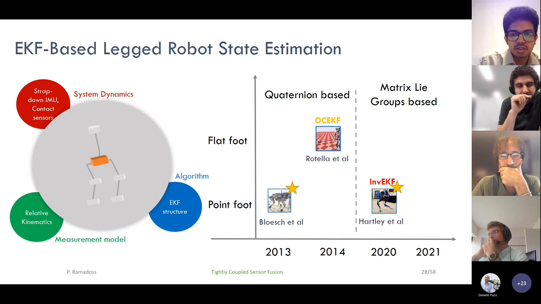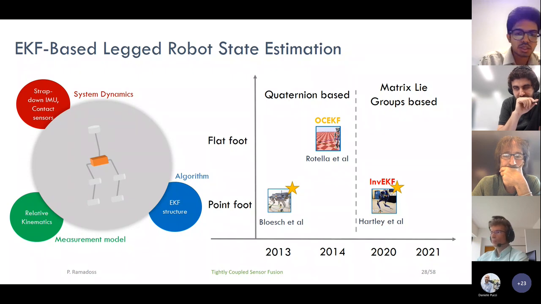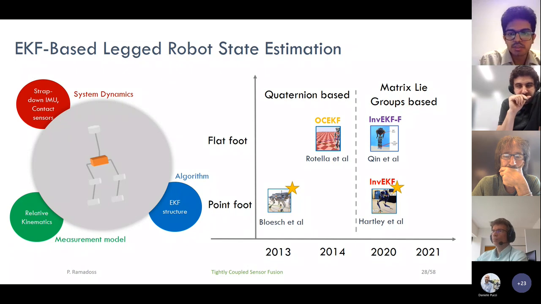More recently, another approach called the invariant EKF was proposed. Essentially, it used the same EKF structure as we see on the left, but it only varied in the state representation, where they used matrix Lie groups for the state representation and vector observations. But this filter showed improved performance in comparison with the quaternion-based filters. A similar extension was done to the humanoid robot case.